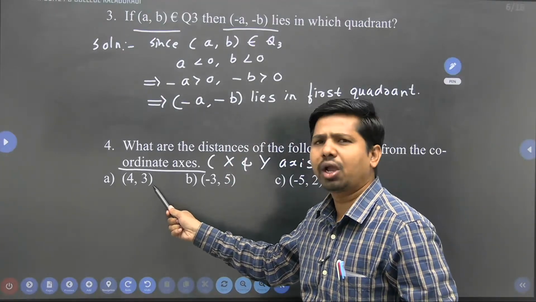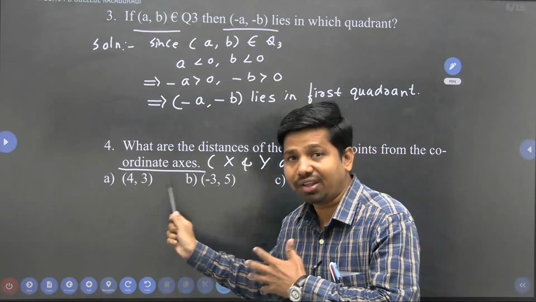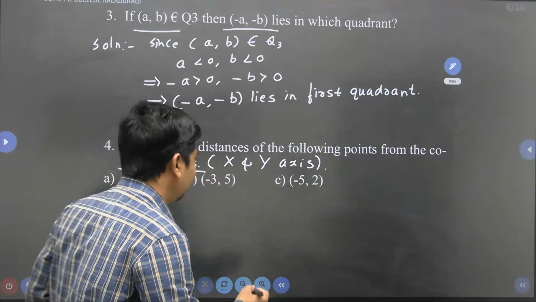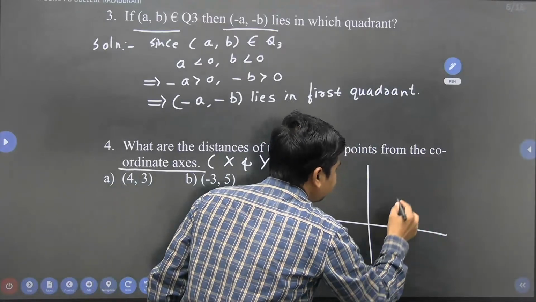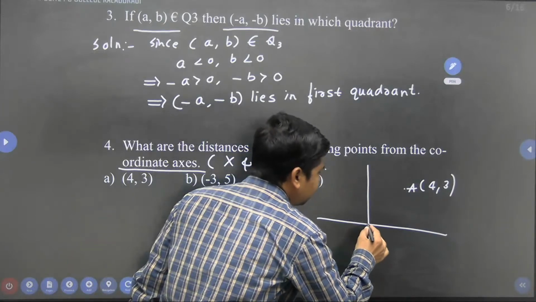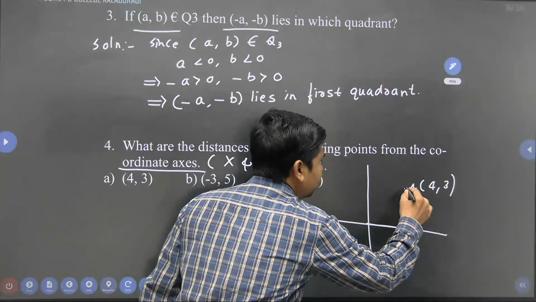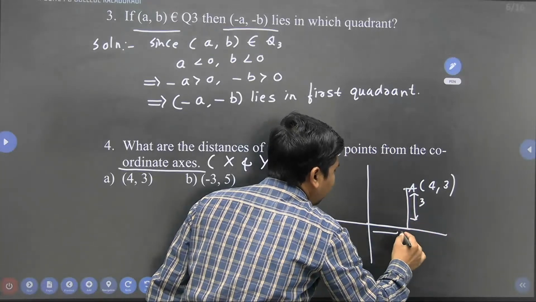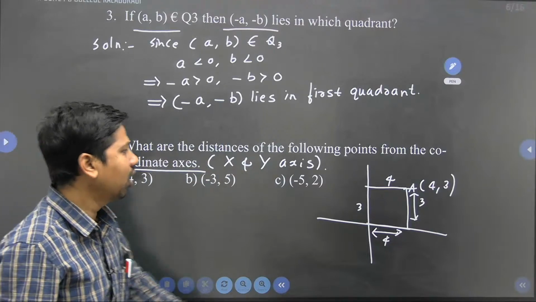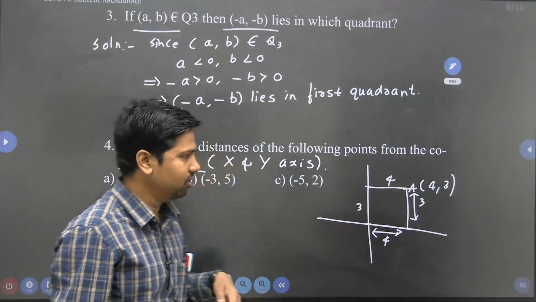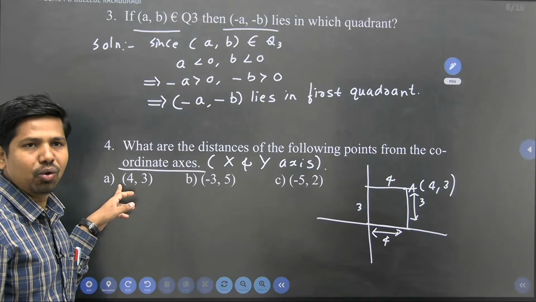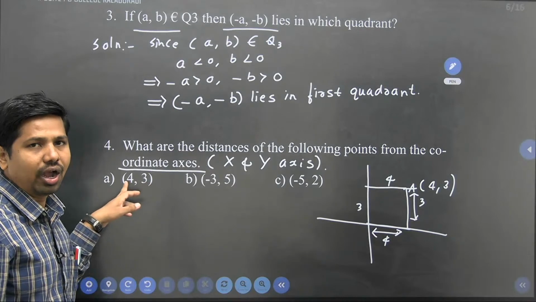The y coordinate is 3, which means this point is at a distance of 3 units from the x-axis, and the x coordinate here is 4, so this point is at a distance of 4 units from the y-axis, right? Take the point (4, 3). This much distance is 4 units, and this is 3 units. If you draw the same parallel, this is also 4 units and this is 3 units. So this point is at a distance of 3 units from the x-axis and 4 units from the y-axis. The y coordinate gives the perpendicular distance from the x-axis, and the x coordinate gives the perpendicular distance from the y-axis.